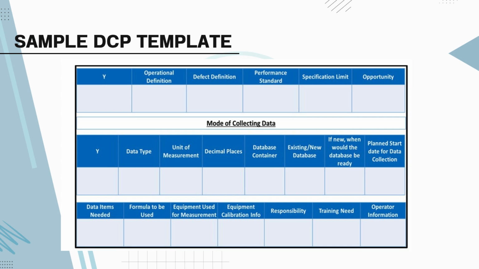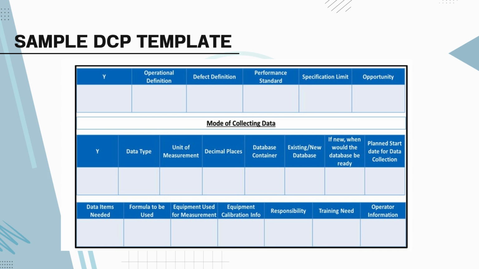Middle section. Mode of collecting data. Data type. Identify whether data is continuous or discrete. Unit of measurement. The measurement scale. Seconds, percent, millimeters, etc. Decimal places. Ensures precision consistency. Database container.